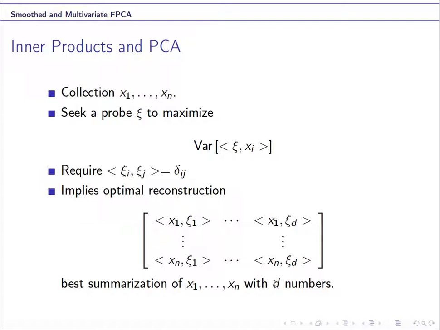So for example, for regular principal component analysis, suppose we have n vectors x1 to xn. Suppose we want to find the principal component, and we want to maximize the variance of the PC scores. The PC score will be just the projection of xi on the principal component, which is the inner product of the principal component and xi. Then you try to maximize the variance of these PC scores. So this is for the PCA.